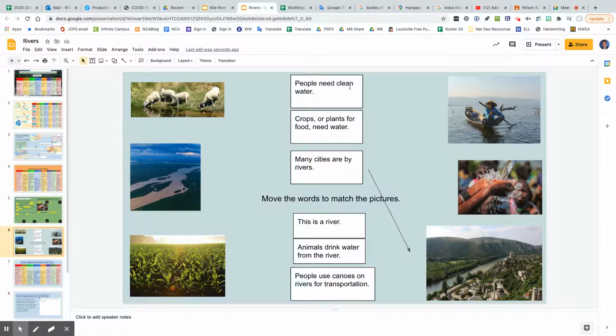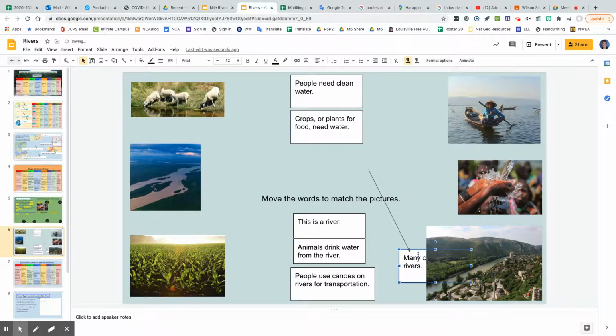People need clean water. So try to find one with people and clean water. Crops or plants for food need water. Find a picture that shows crops or plants for food. Many cities are by rivers. Oh, well, here I see a picture of a city by a river. So I'm going to move that there. It's okay if it's behind it.